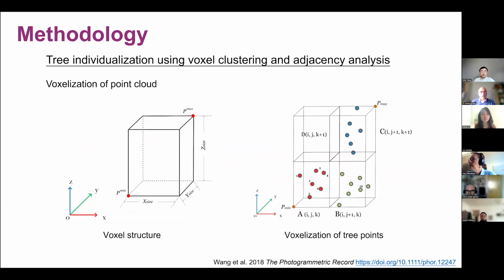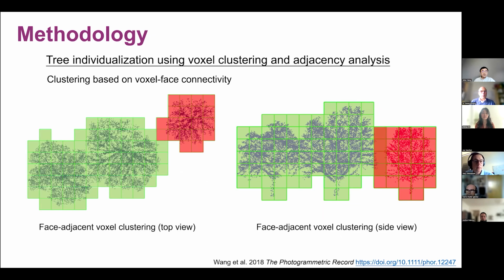The next step is that these discrete points are resampled to voxels using a voxel data structure. This voxel has 3 dimensions, and each dimension can be adjusted according to different applications. So the voxelization of those points keeps voxels where they have points within, and the empty voxels are noted as negative voxels. Then the next step is to cluster those voxels based on the voxel face connectivity.